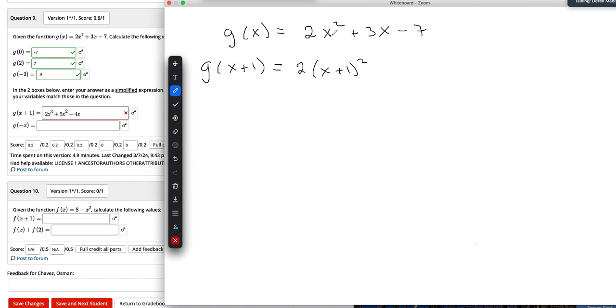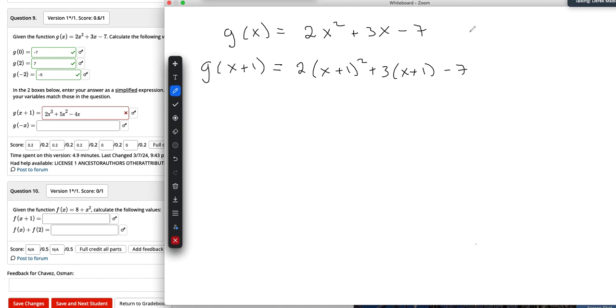So instead of 2x squared, we have 2 times (x plus 1) squared. And then 3, and instead of x, that's now an x plus 1. The same way if we're finding g of 5, we'd have a 5 squared and a 5 right here. And then minus 7. From that, we just have to clean this up.